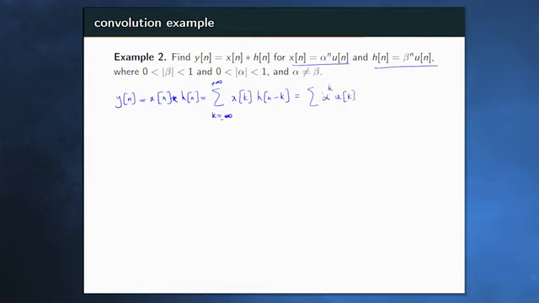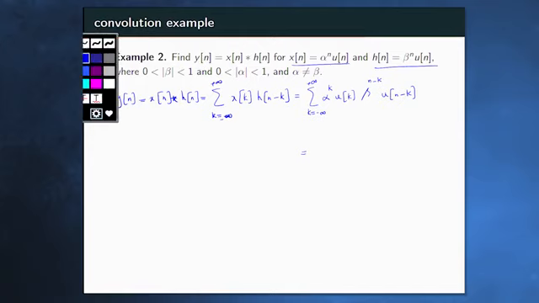I'm going to replace n with k whenever I see n in the expression of x of n. So it's running from negative infinity to plus infinity, multiplied by h of n minus k. Whenever I see n, I'm going to change it to n minus k in the expression of h of n. So that's going to give me beta to the power of n minus k multiplied by u of n minus k.